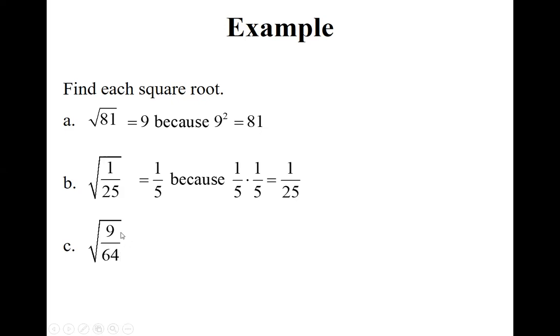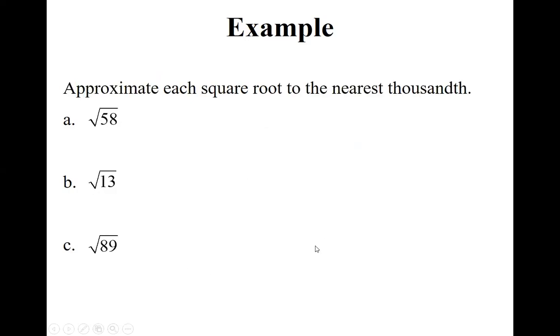Similarly, the square root of 9 over 64 is going to be 3 over 8, because 3/8 times 3/8 gives us 9/64. 3 squared is 9. 8 squared is 64. Next, approximate each square root to the nearest thousandth. This you would have to do with a calculator.